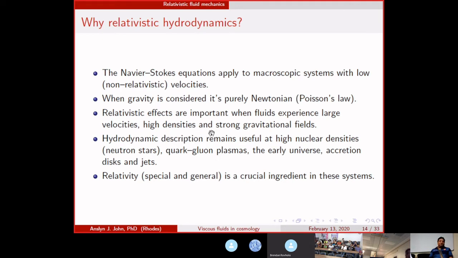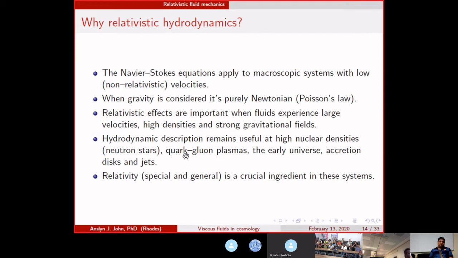So relativistic effects are going to become important when fluids experience very large velocities, very high densities, and very strong gravitational fields. Whether these are gravitational fields induced by the fluids themselves, or simply fields due to the environment these fluids find themselves in.